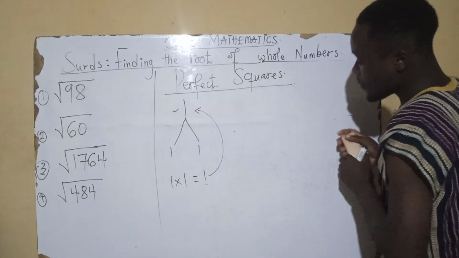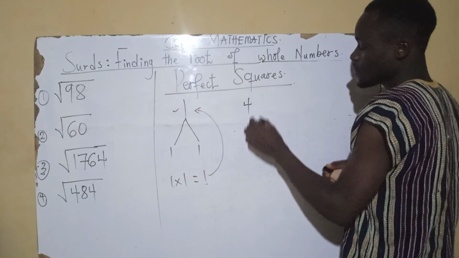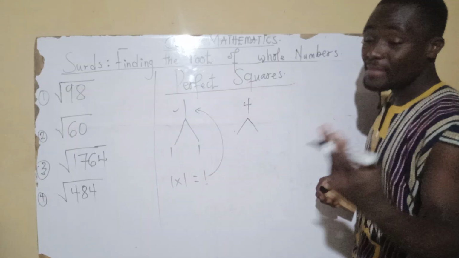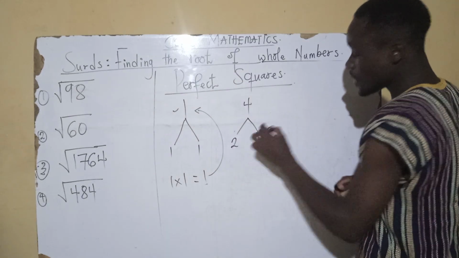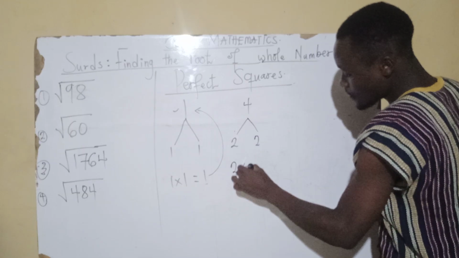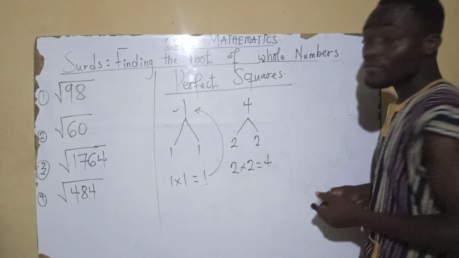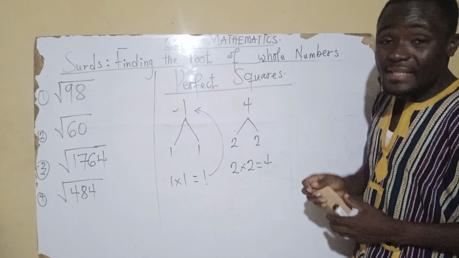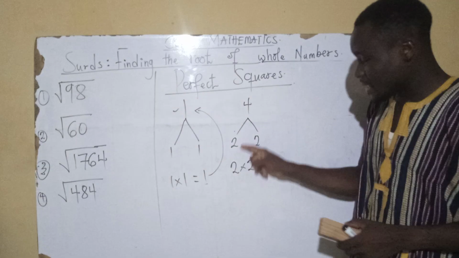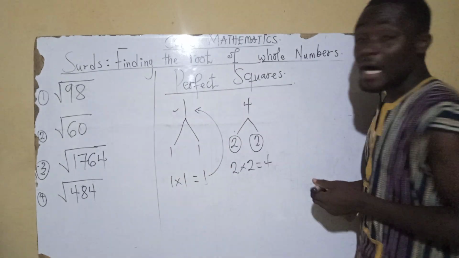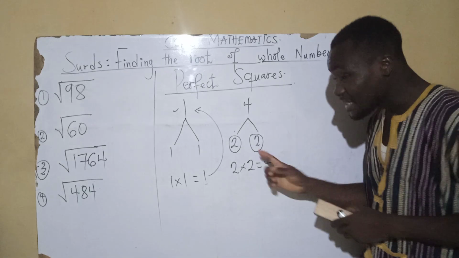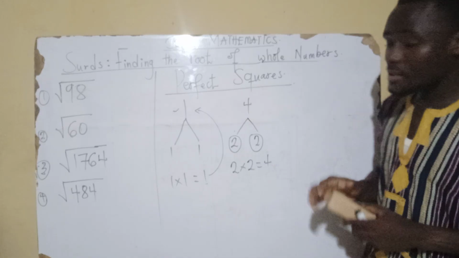Let's take the next number, which is 4. So 4, I have two elements, and if I multiply, I will get 4. So I will have 2 and then 2. Now 2 times 2 gives me 4, because the elements that I am picking, this and this, are of the same identity. Then it means that 4 is a perfect square.